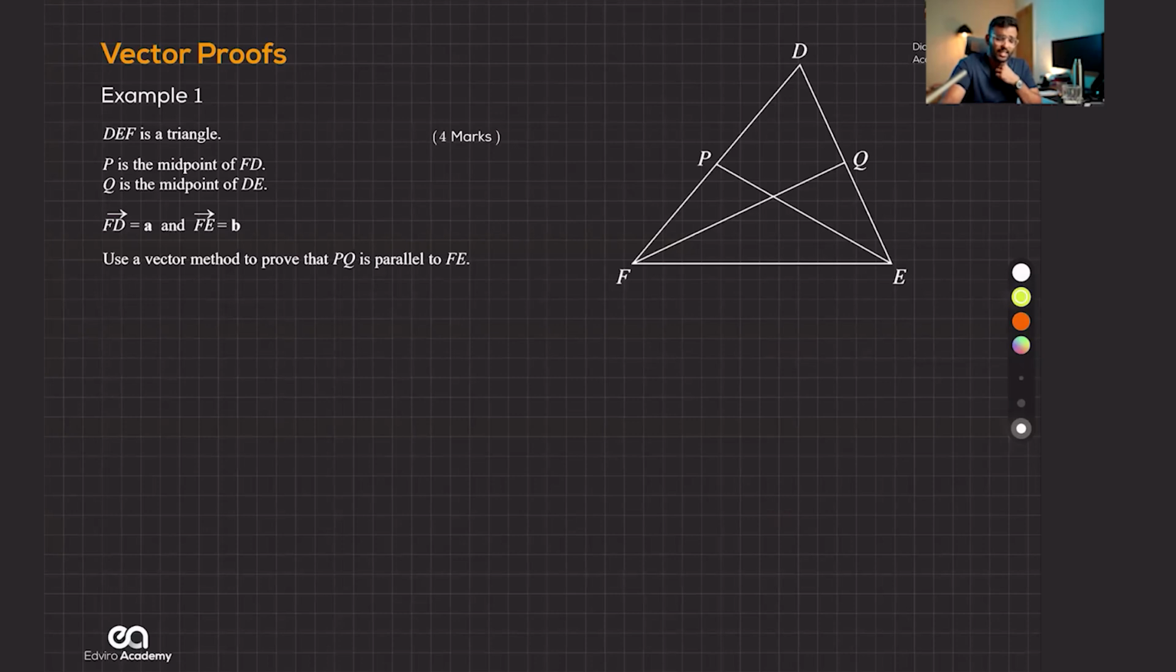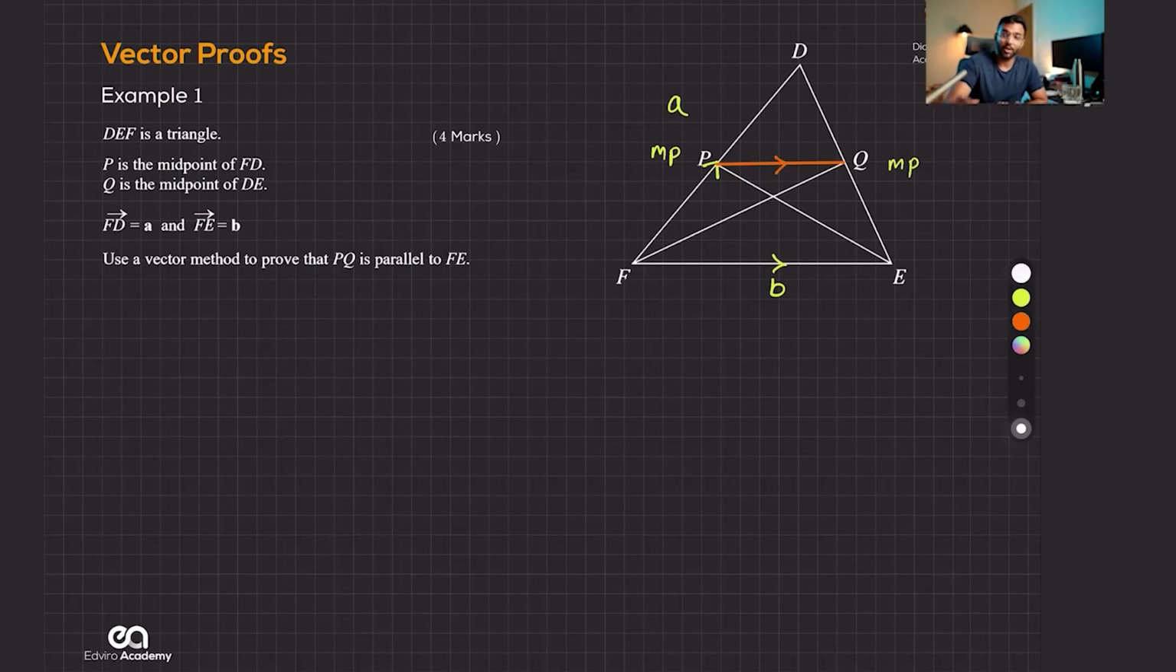Let's go through this. DEF is a triangle. P is the midpoint of FD. Q is the midpoint of DE. FD is A, so I'm writing that. That's A. FE is B. You need your arrows. Use a vector method to prove PQ is parallel to FE. So we don't have PQ right now, which means you got to do some construction. I'm going to join P to Q like this over there, P to Q. So how would you prove this?